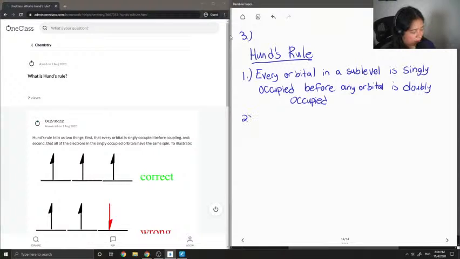And the second part of Hund's rule is that all of the electrons in singly occupied orbitals have the same spin.